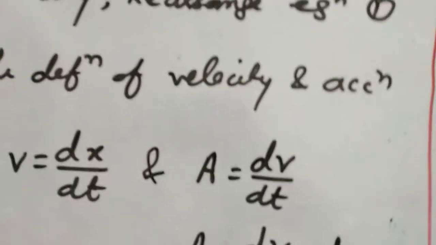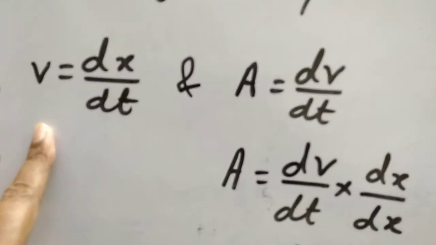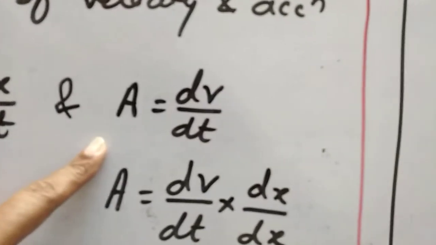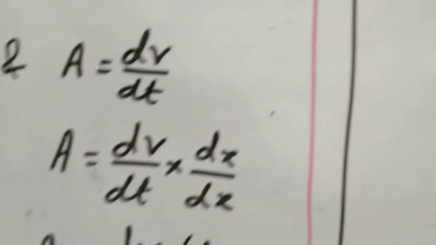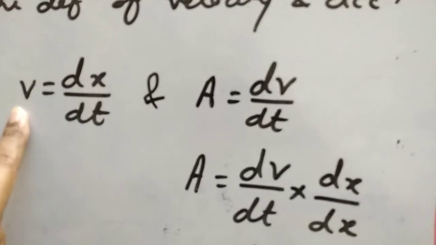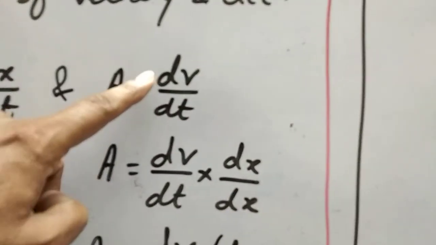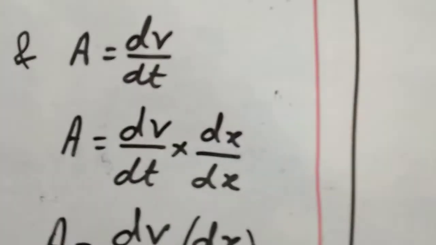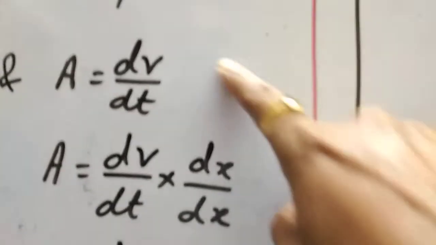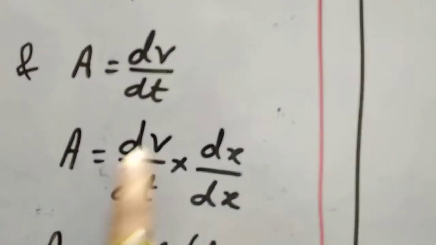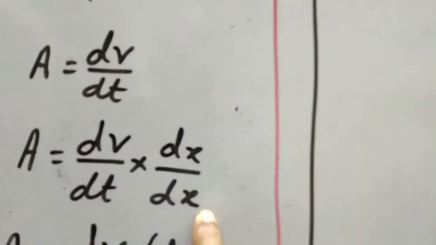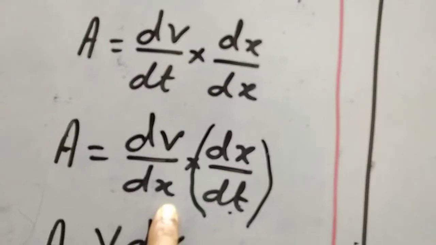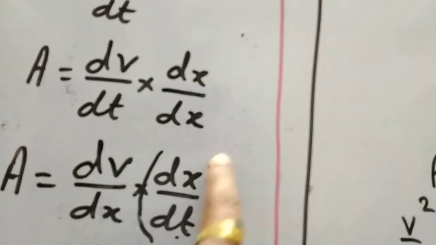We know that by the definition of velocity and acceleration, v is equal to dx by dt and acceleration a is equal to dv by dt. Velocity is the rate of change of displacement with respect to time, and acceleration is the rate of change of velocity with respect to time. So multiply and divide both sides by dx. By rearranging, acceleration a is equal to dv by dt multiplied by dx by dx. So replace this as acceleration a is equal to dv by dx multiplied by dx by dt.